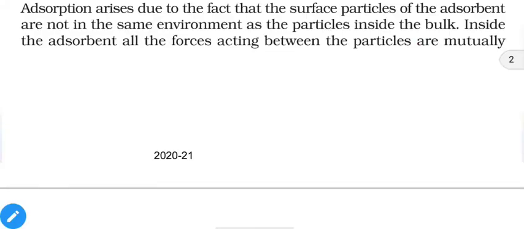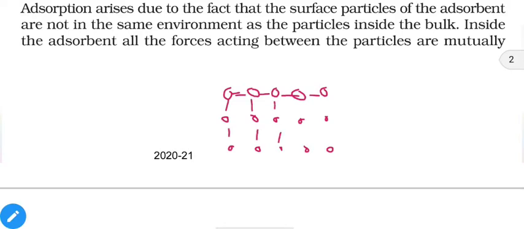Now, adsorption arises due to the fact that the surface particles of the adsorbent are not in the same environment as the particles inside the bulk. Let us understand it with a diagrammatic representation. Suppose we have a solid block, let us say of a metal, with metal particles combined with each other, and a straight line between them represents bonding. Let us assume all of them have coordination number equal to 4.